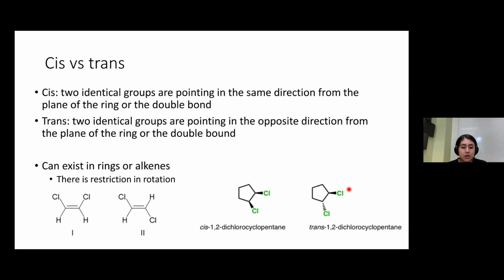Yeah. So the chlorines here are both wedges. Both of them are going towards us, so they're going to the same side. So this doesn't have a double bond, but this is still a cis. And then this one is a wedge, one is a dash. They're going opposite directions. So this one is a trans.